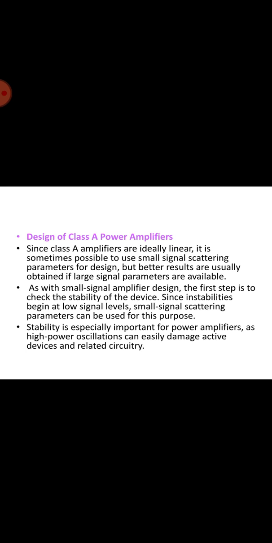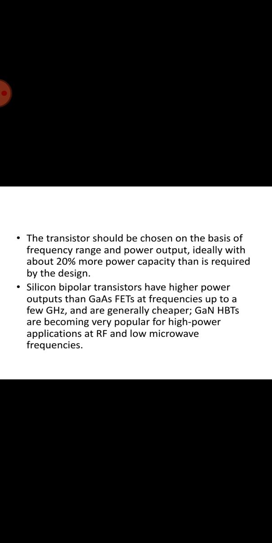Now let us see the design of a class A power amplifier. Since class A amplifiers are ideally linear, it is sometimes possible to use small signal scattering parameters for design, but better results are usually obtained if large signal parameters are available. As with small signal amplifier design, the first step is to check the stability of the device. Since instabilities begin at low signal levels, small signal scattering parameters can be used for this purpose. Stability is especially important for power amplifiers, as high power oscillations can easily damage active devices and related circuitry.